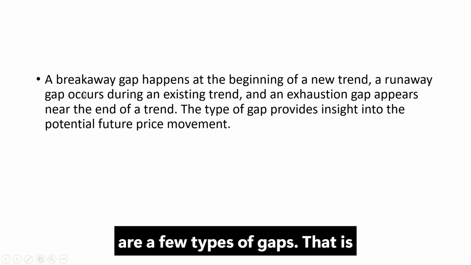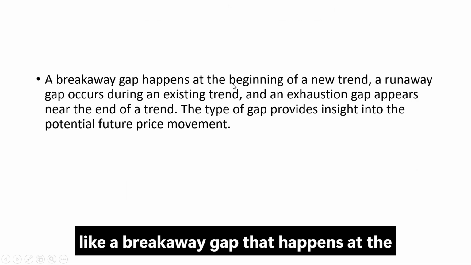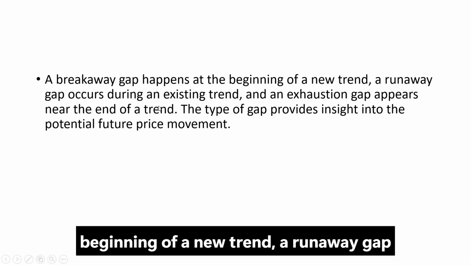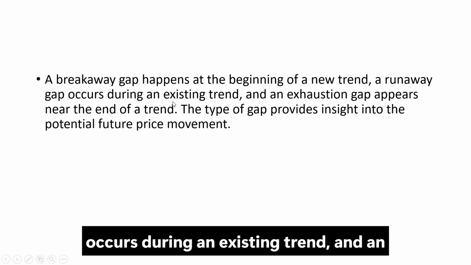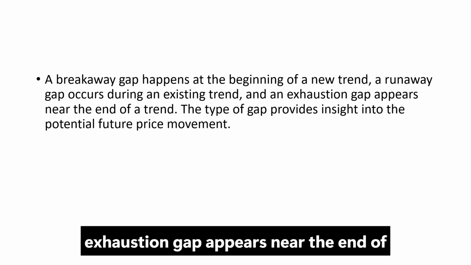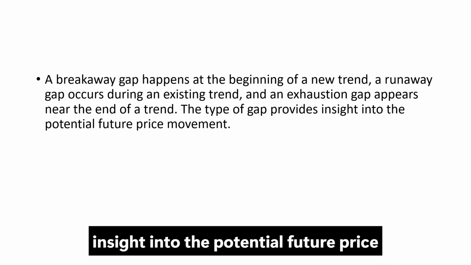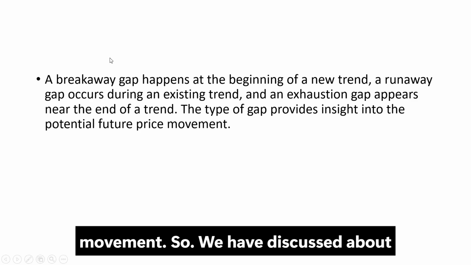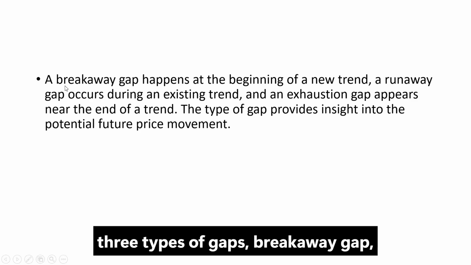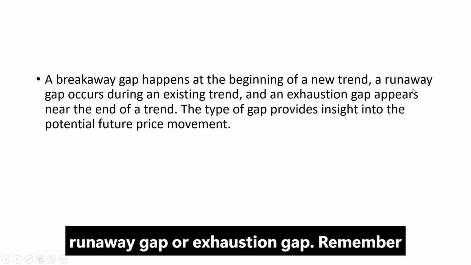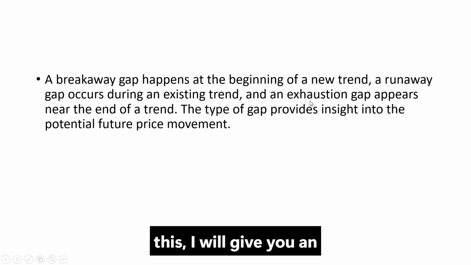There are a few types of gaps. A breakaway gap happens at the beginning of a new trend, a runaway gap occurs during an existing trend, and an exhaustion gap appears near the end of the trend. The type of gap provides insight into the potential future price movement. So, we have discussed three types of gaps: breakaway gap, runaway gap, and exhaustion gap.